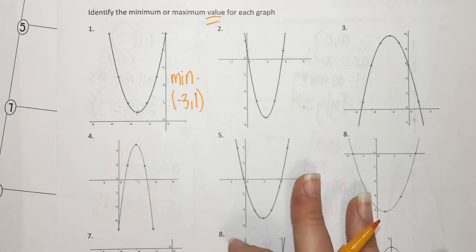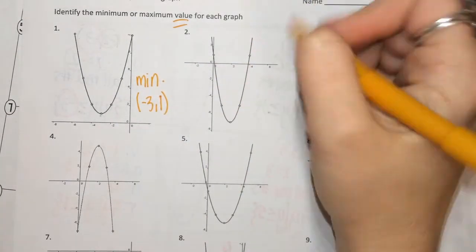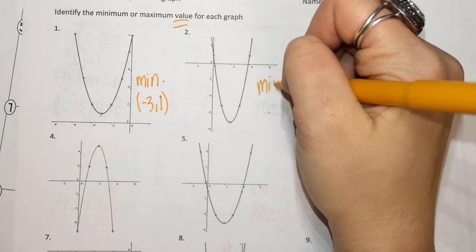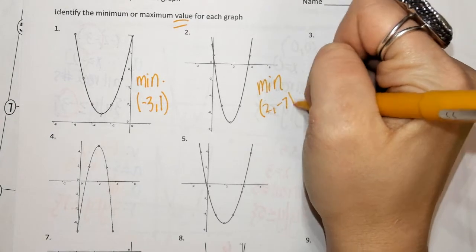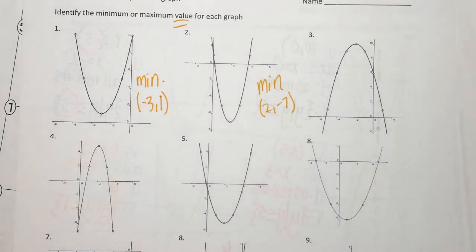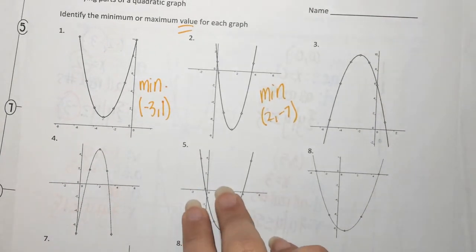Right. Just keep going. All right, minimum or maximum? Minimum. And what's our coordinate? 2, -7. And that's all you're doing on the back. Does everybody understand? Yes. So you're finishing the back for homework. Cool.